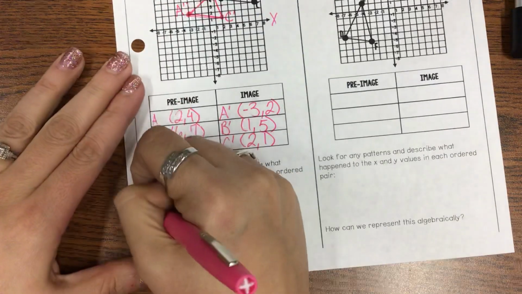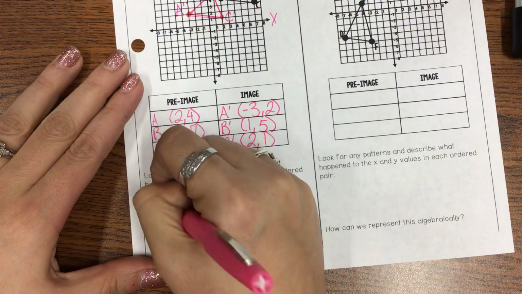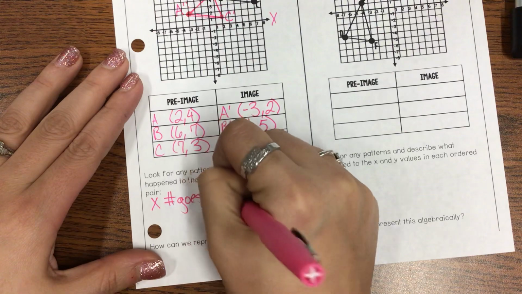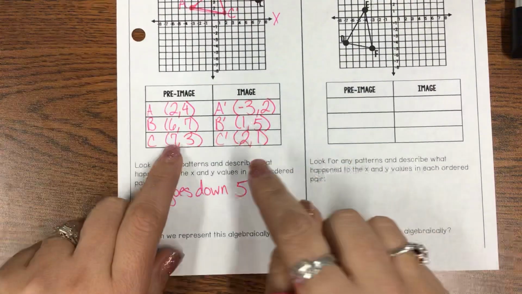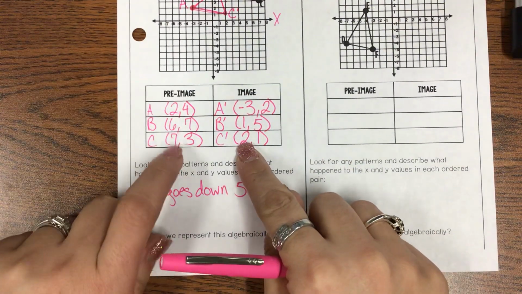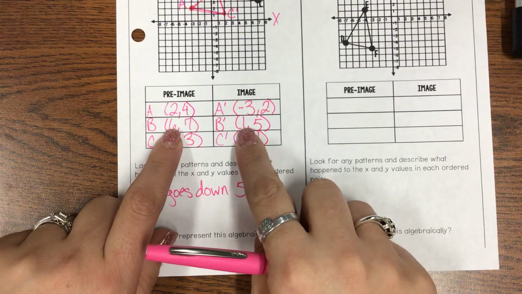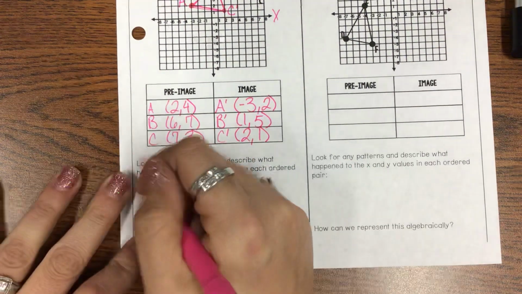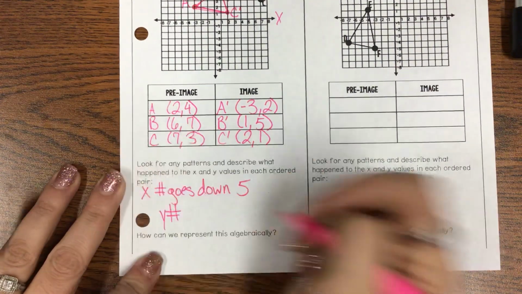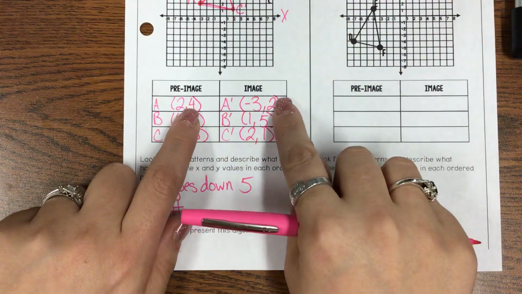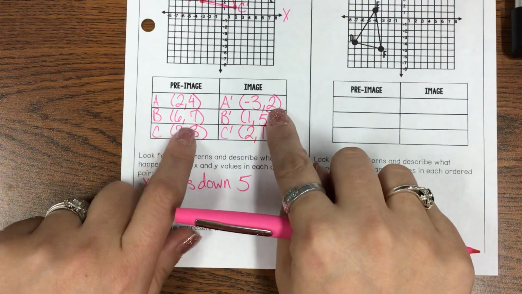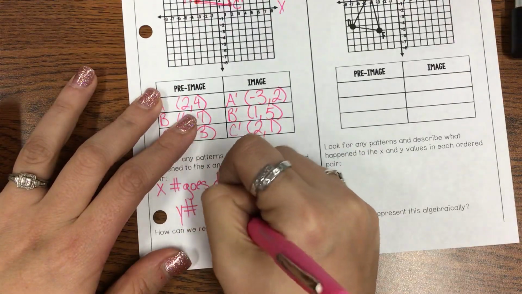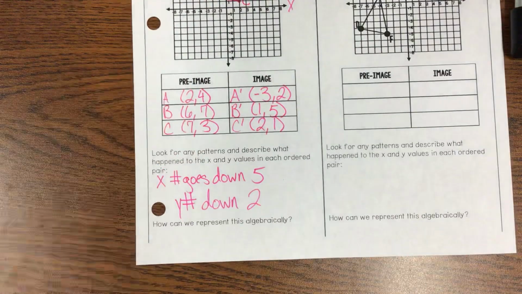If I look at my X numbers, my X number goes down by 5. From 7 to 2, it's down by 5. 6 minus 5 is 1. 2 minus 5 is -3. When I look at my Y number, I'm going from 4 to 2, from 7 to 5, from 3 to 1. My Y number is going down by 2.